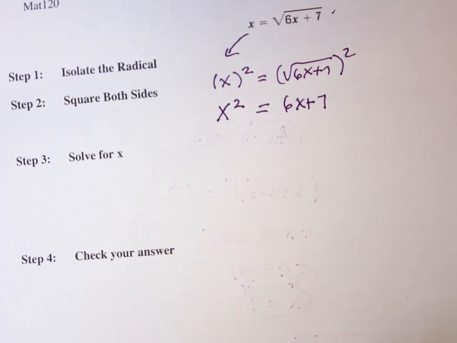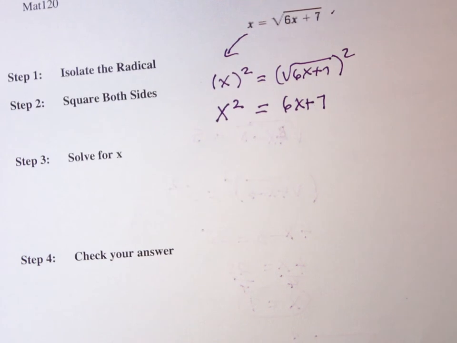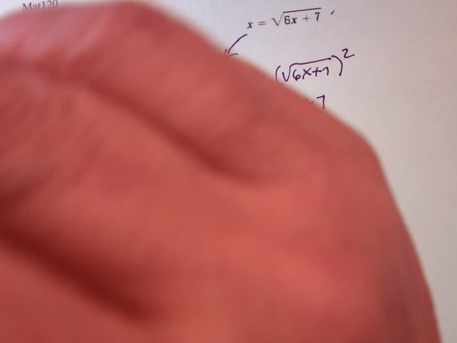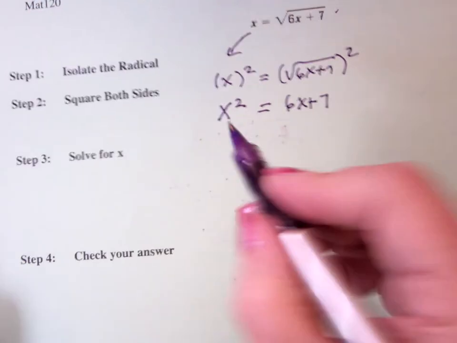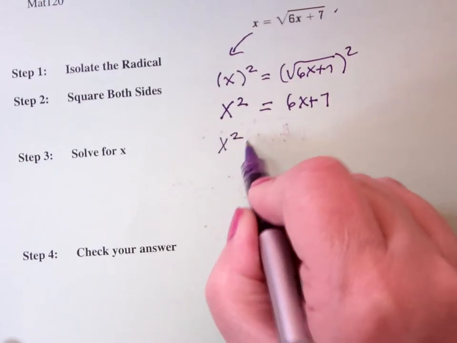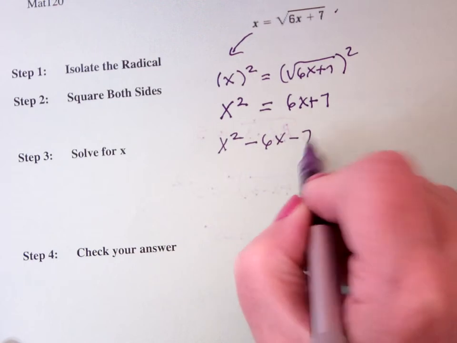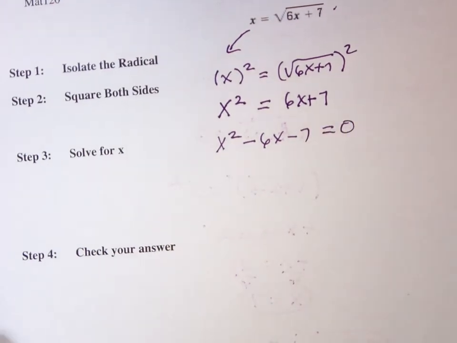Don't square. It's a quadratic. What do you do with a quadratic? No idea. It's been so long. Chapter 6. What did you say? Set it equal to 0. Set it equal to 0. That's x squared minus 6x minus 7 equals 0.